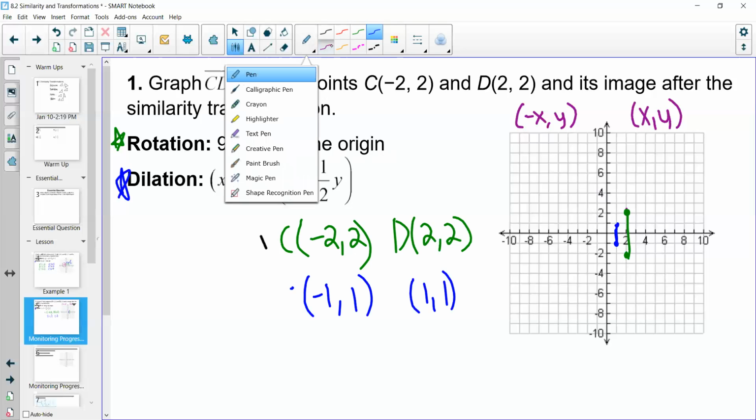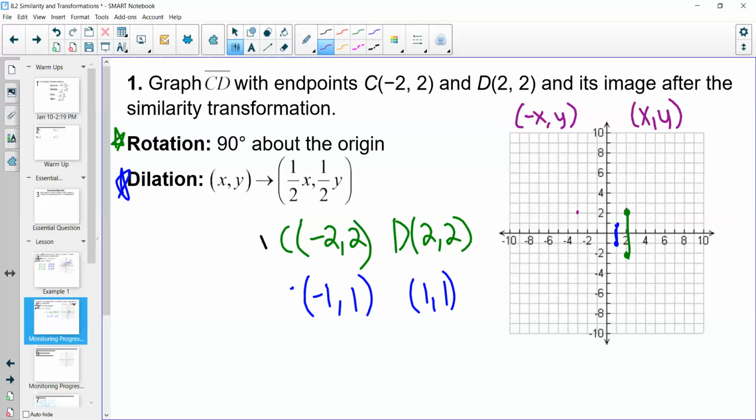So again, our purple one here was our original one that was right here. Then we rotated it 90 degrees. Oh, not that far out. So we had it right here. We rotated it 90 degrees, so it became there, and then it got reduced. And that's how we do that.